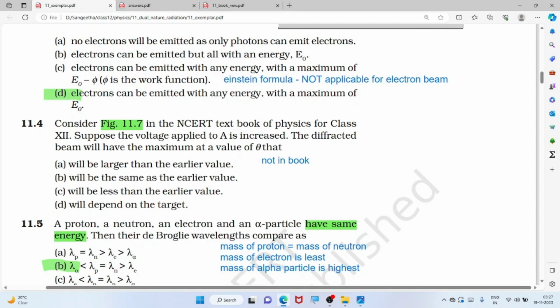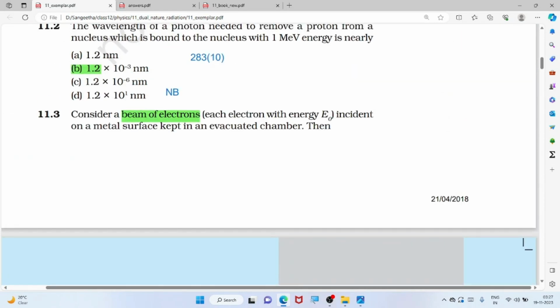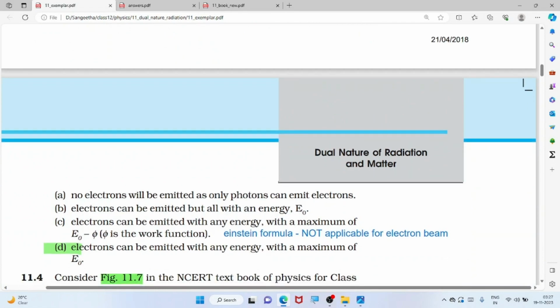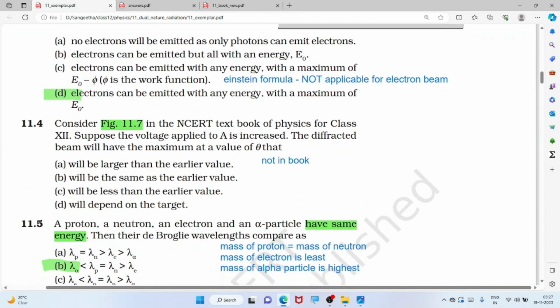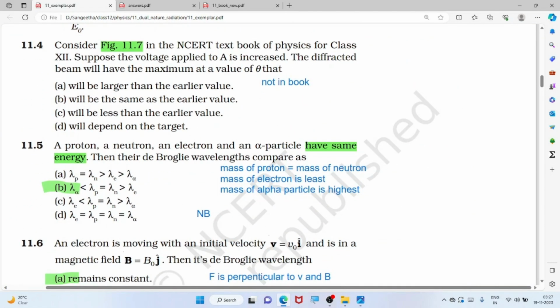Okay, this figure is not in the book. I don't know what this is referring to. Maybe this is old.